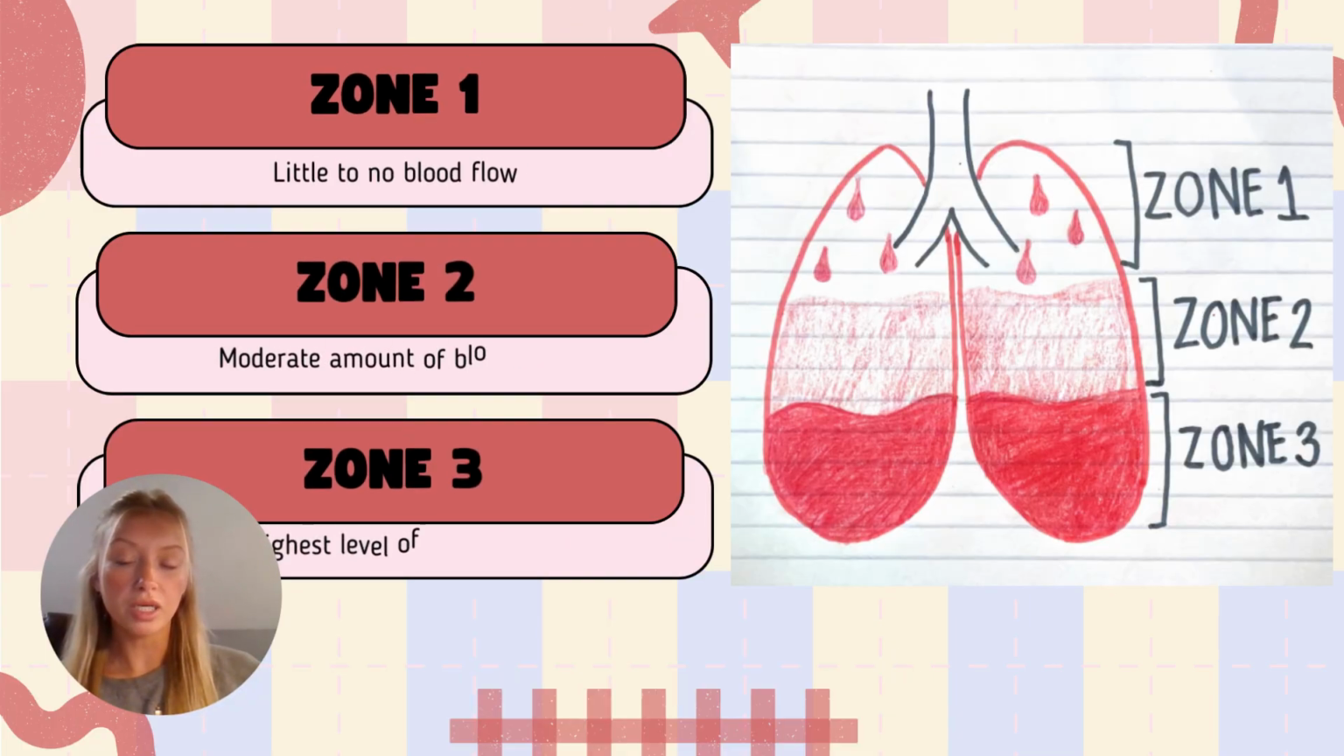So, here we see pulmonary blood flow being broken down into zones 1, 2, and 3. As you'll see on the picture on the right, zone 1 is going to be a period of little to no blood flow at all, and then as gravity works its force, we'll move to zone 2, where you'll see a moderate amount of blood flow, moving down to zone 3, which is going to be the point of highest level of blood flow. This is where perfusion is at its highest.